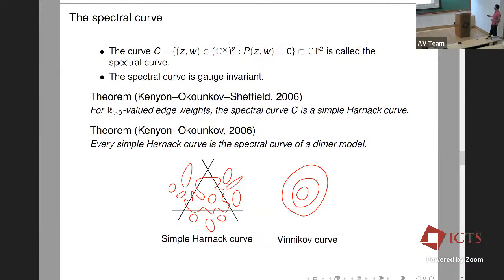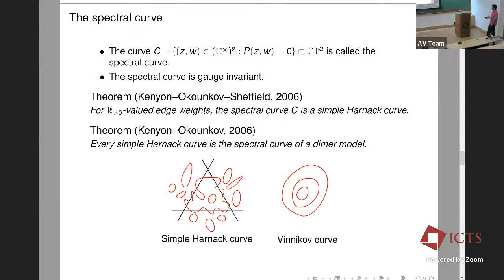Okay, so because this conference is about real algebraic geometry, I thought I should mention what this means in terms of real algebraic geometry. So there is an amazing theorem of Kenyon-Okounkov-Sheffield that if you choose all your edge weights to be positive, which is what you do when you're studying probability, then the spectral curve is a very special type of real algebraic curve, which is called a simple Harnack curve. So in one of the earlier talks, we saw another type of real algebraic curve, which is called the Vinnikov curve in the talk on hives. And so real algebraic curves, unlike complex algebraic curves, have interesting topology. They don't look all the same. So the kind of curves we saw were like this, where all the connected components, which are called ovals, are nested one inside the other.